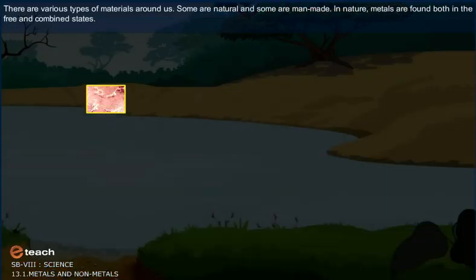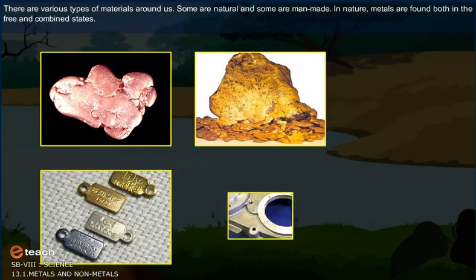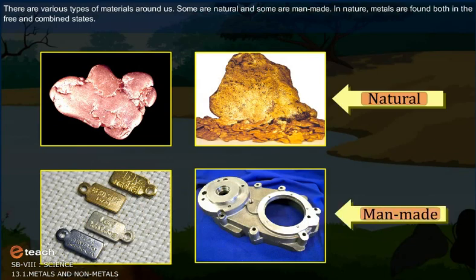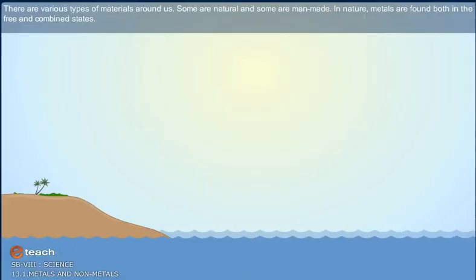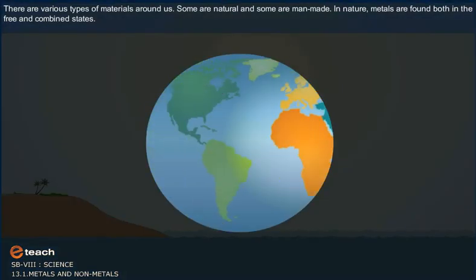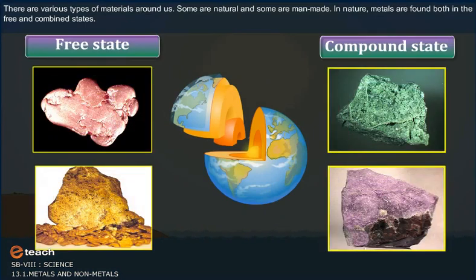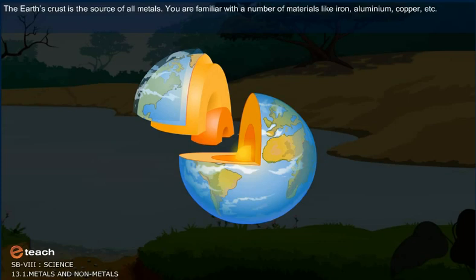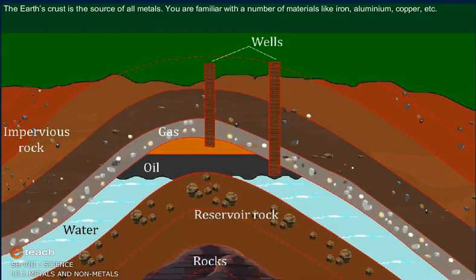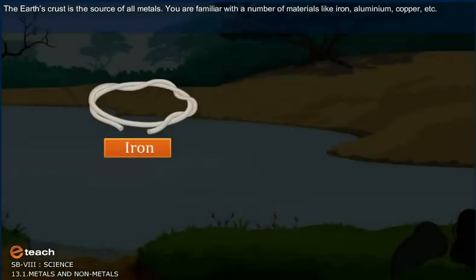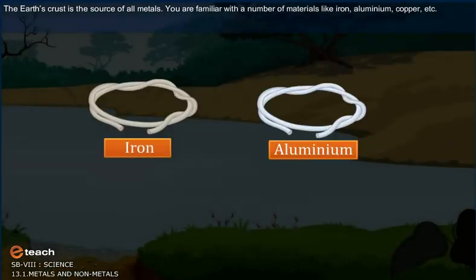There are various types of materials around us. Some are natural and some are man-made. In nature, metals are found both in the free and in the combined states. The Earth's crust is the source of all metals. You are familiar with a number of materials like iron, aluminium, copper, etc.